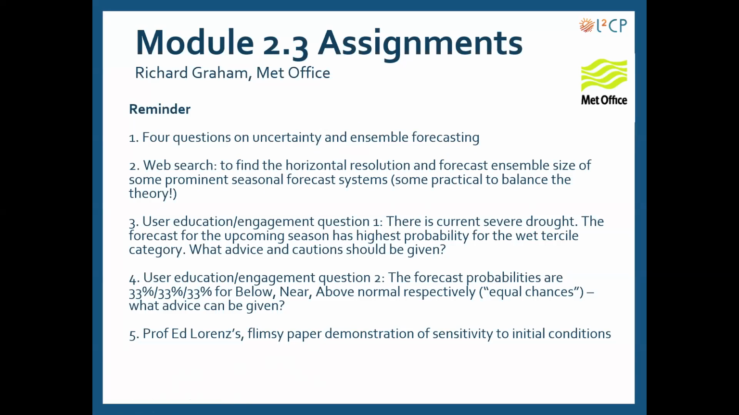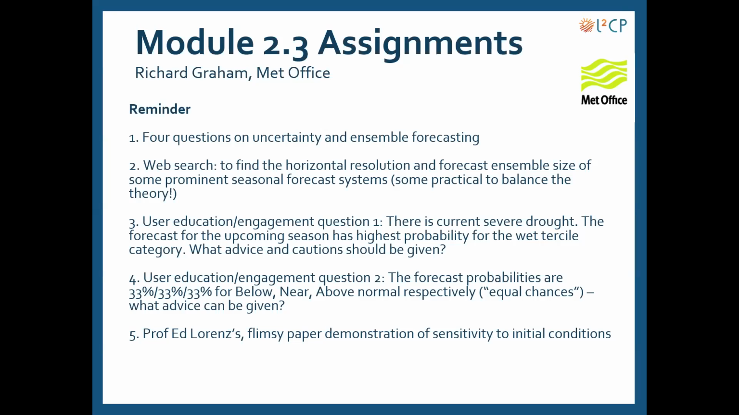Thanks everybody for going through module 2.3 and for making your submissions on that. I'm just going to go through and give a flavor of the responses received and also some comments about the kinds of things that we were looking for, for these questions. A little reminder of what they were. For some of you, it'll probably be quite a long time since you first did the assignment. So there were 4 questions on uncertainty and ensemble forecasting.